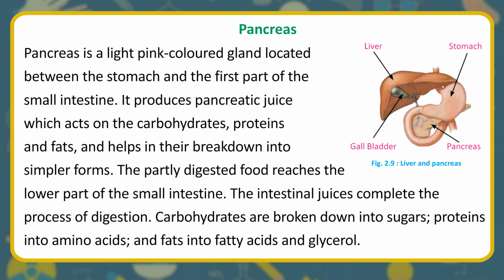Pancreas. Pancreas is a light pink-colored gland located between the stomach and the first part of the small intestine. It produces pancreatic juice which acts on the carbohydrates, proteins and fats, and helps in their breakdown into simpler forms. The partly digested food reaches the lower part of the small intestine. The intestinal juices complete the process of digestion. Carbohydrates are broken down into sugars, proteins into amino acids, and fats into fatty acids and glycerol.